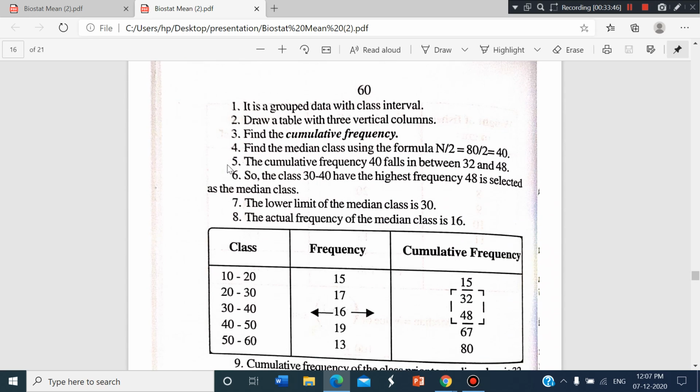In this, I would like to draw certain things to your attention. First, remember that it is group data with class interval, a class interval of 10. Here also you have to draw a table with 3 vertical columns: class, frequency, and again you have to calculate the cumulative frequency. Then find out the median. First you find the median class using the formula n by 2.